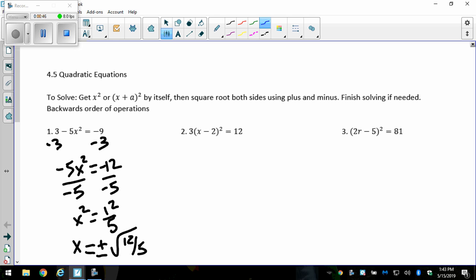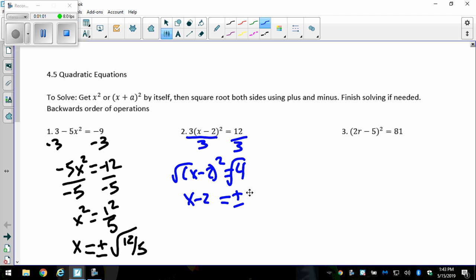So for number 2, the first step is, no adding or subtracting outside of the parentheses, so your first step would be to divide by that 3. And now square root both sides, because that's how you get x in the parentheses by itself. So when you square root 4, you actually get a whole number of 2. And then you would add your 2 over.